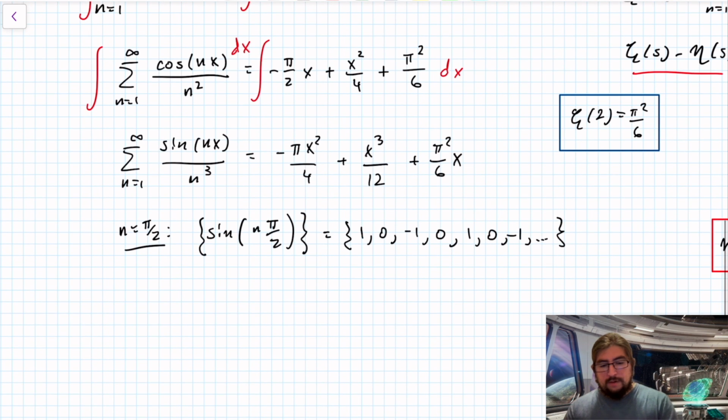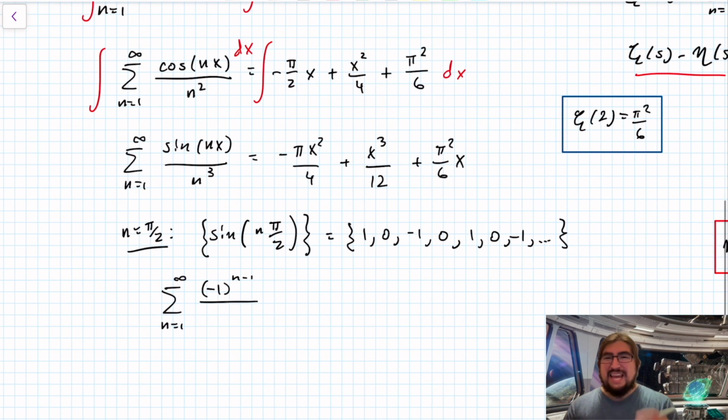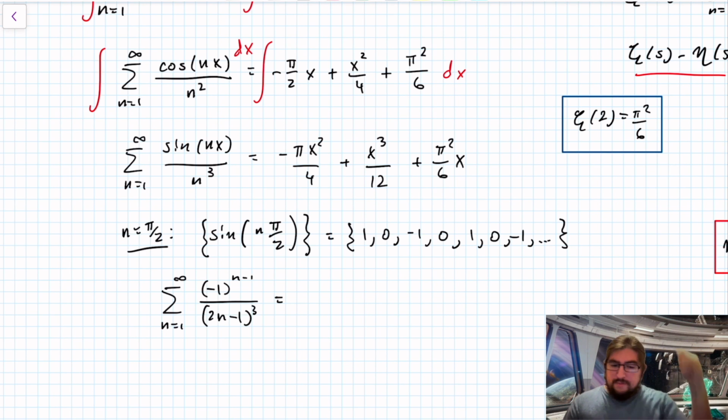So one way we can write this out is we can replace sine of n pi over 2 with the alternating negative 1 to the n minus 1, because we want it to start with a positive, over, instead of n to the third, I'm going to write 2n minus 1 to the third. Why it's minus 1 is because I want these to be odd numbers starting with 1. And when n is equal to 1, 2 times n minus 1 is equal to positive 1. So there we go. Now remember, we're letting n be pi over 2.